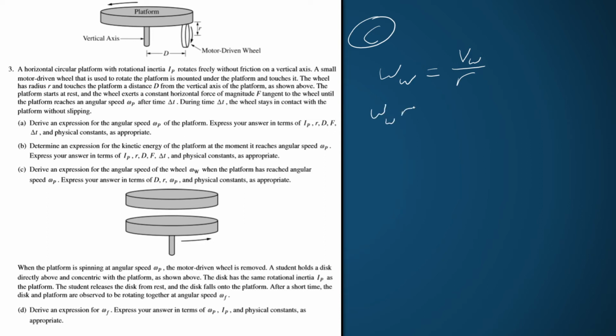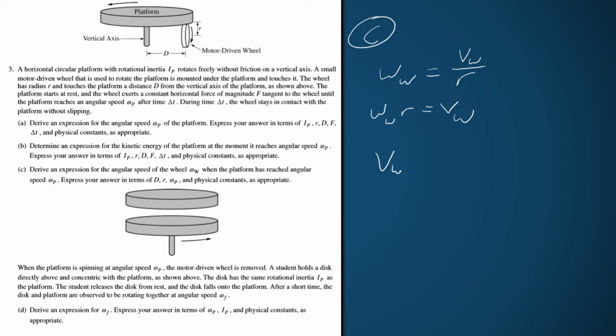Do we use conservation of angular momentum? I don't think we need to derive. If the platform started at rest, what was happening to the motor-driven wheel? Also at rest. If the linear velocity of the platform at that contact point has to be the same as the linear velocity of the motor-driven wheel, right? Okay, then I'm going to start there.